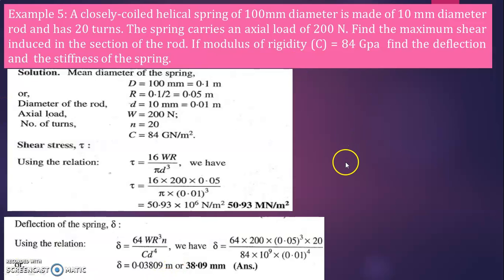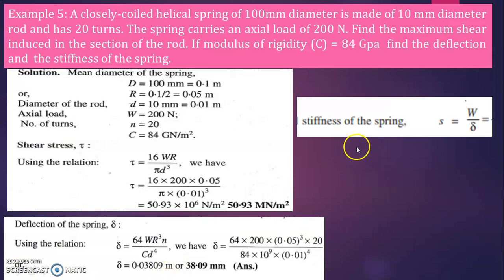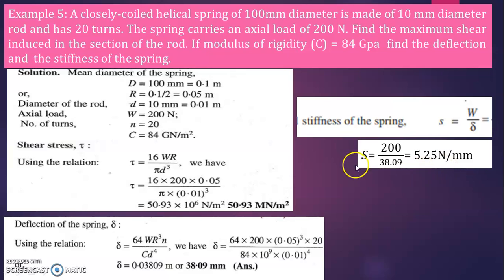Once you know the deflection, you can calculate stiffness. How can you calculate stiffness? Stiffness K or S is equal to W divided by delta. We have the W value, that is 200 Newton divided by delta. Delta is equal to 38.09. Simplify this, you get 5.25 Newton per millimeter.